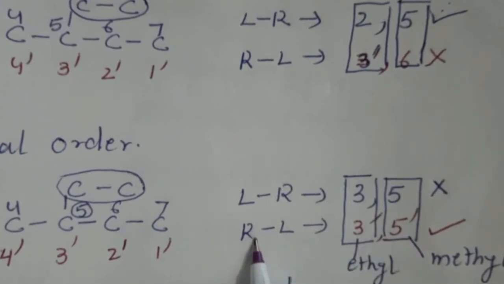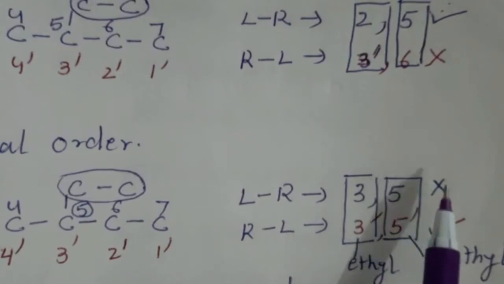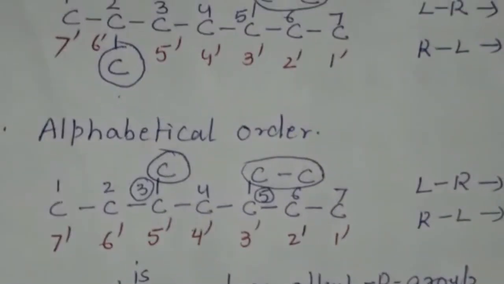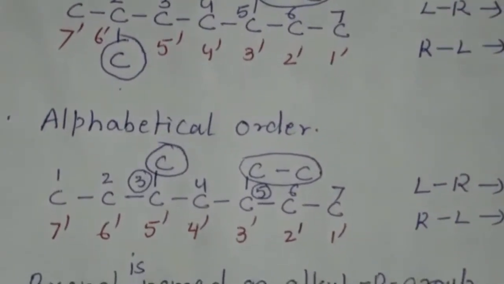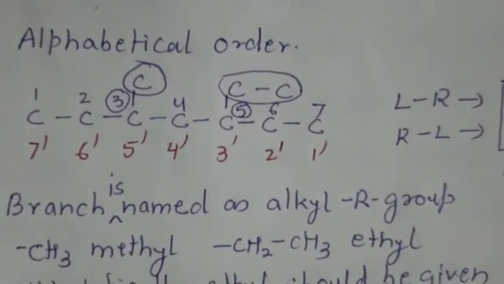Then in that case, moving from right to left is the preferred order of the numbering. It means this order will be preferred and this order will be wrong. So once the lowest locant rule does not decide whether we have to number the carbon atom from left to right or right to left, then in that case, when the position of the locants remains the same by numbering from left to right and right to left, we consider the alphabetical order for deciding the preferred order of the numbering.